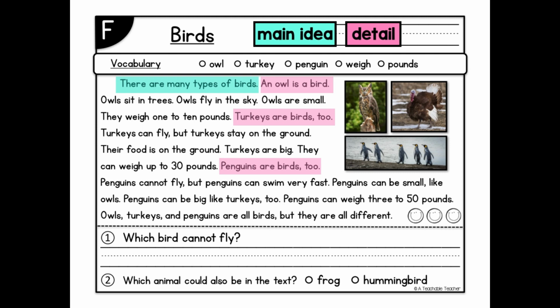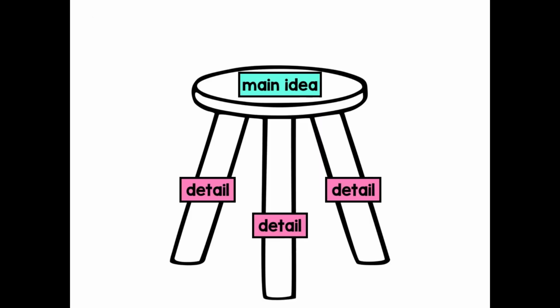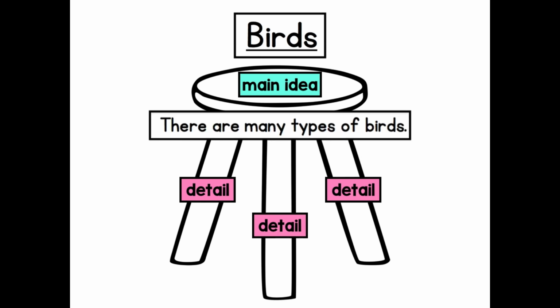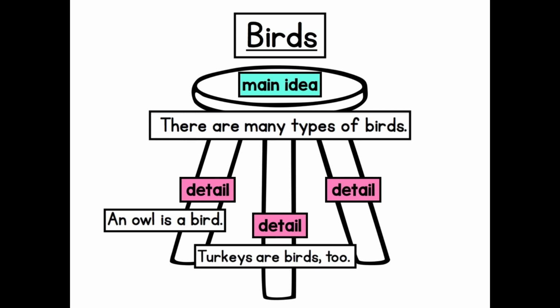Okay, so we found our main idea, and we found 3 supporting details. So let's go back to our stool, and we can see what that looks like. So the title of this text was Birds, and we found the main idea was that there are many types of birds. And we also found 3 things that help us to understand that that main idea is true. So one detail was that an owl is a bird. And another one, turkeys are birds too. And finally, penguins are birds too.